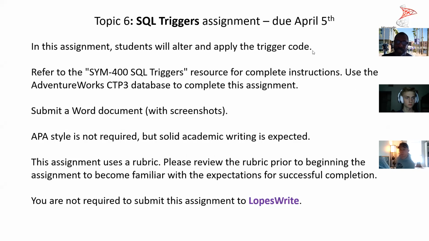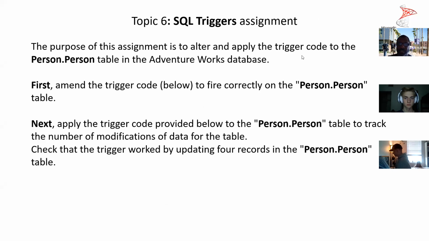So there's a document in LoudCloud, and that's the sym400 SQL triggers document. These are the specifics in that document. Basically, you're going to create a trigger that will fire when something happens to the person-by-person table. You need to amend or modify the document and make sure that you're using the correct table. I will go over that here in a second, and then apply the trigger.